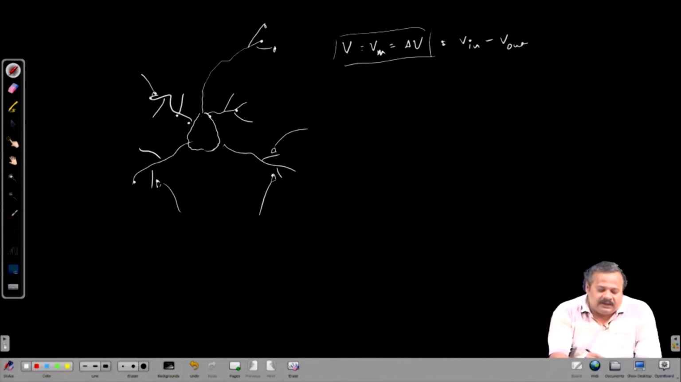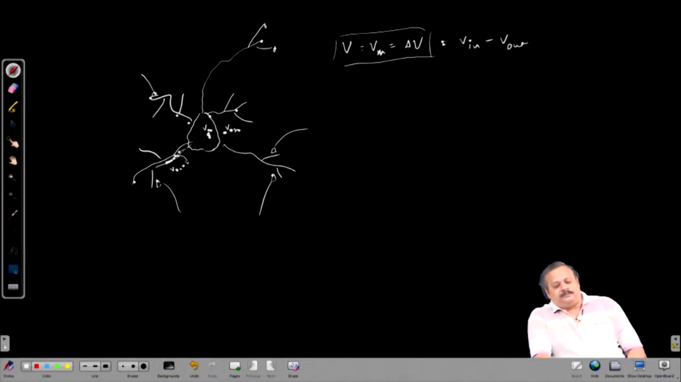So, if I were to measure the V in minus V out physically at this location, versus, so this is the dendrite which also has an internal solution, and it is all connected here, there is a V in minus V out here as well. So, actually none of these V in minus V out values are equal.